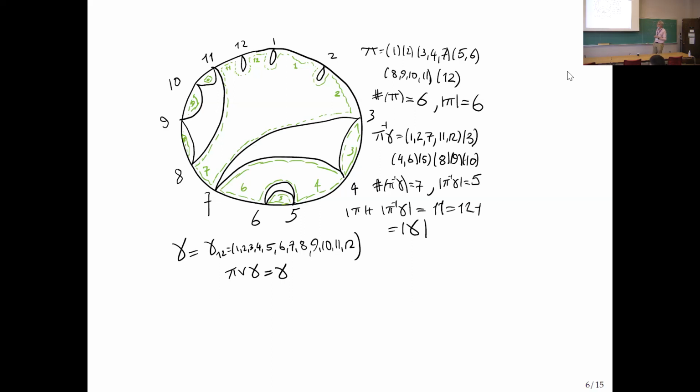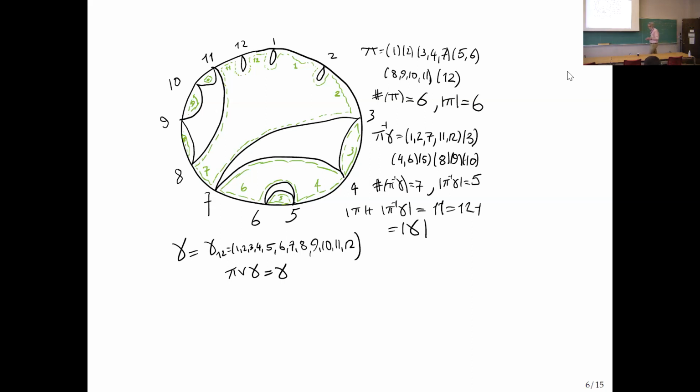You add this, you get, let me see, that's not right. That should be 6, right? Because it should be 6 and 5: 1, 2, 3, 4, 5, 6. Yeah, that 7 should be a 6. Sorry about that. So it adds up to 11, which is 12 minus 1, which is the length of the one long cycle.